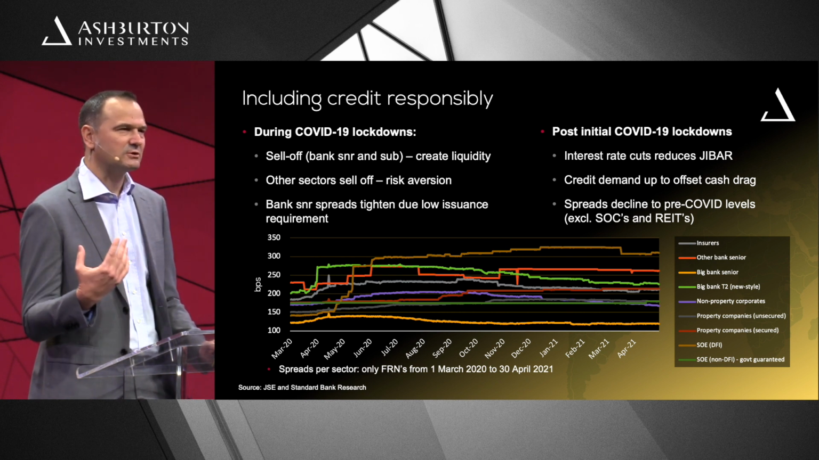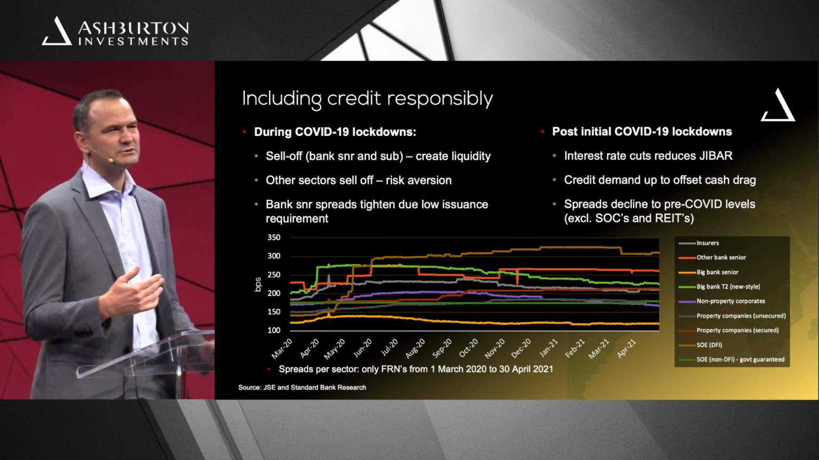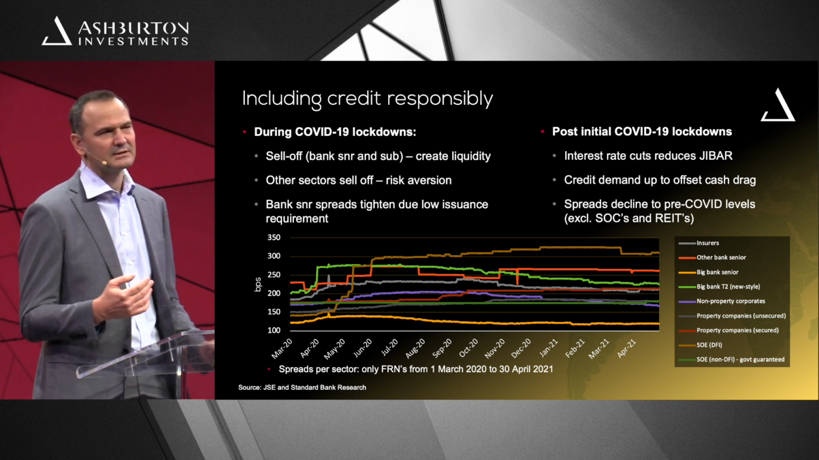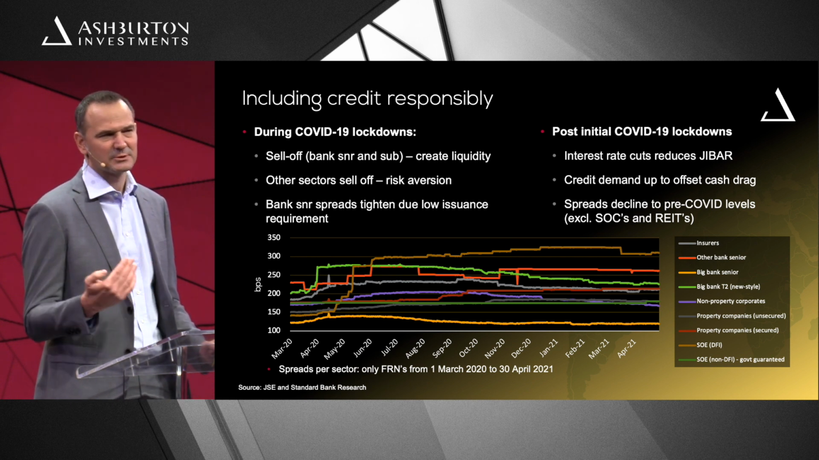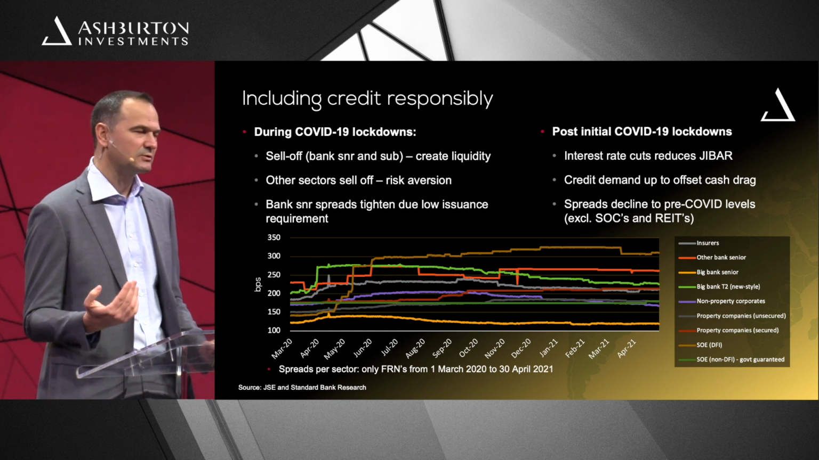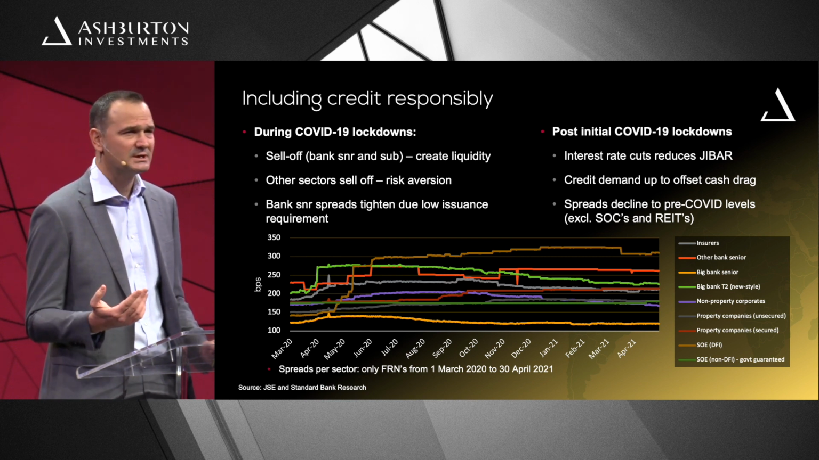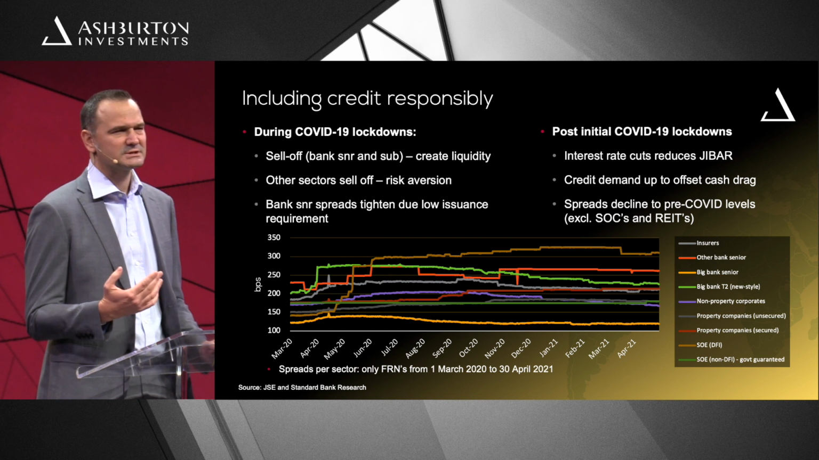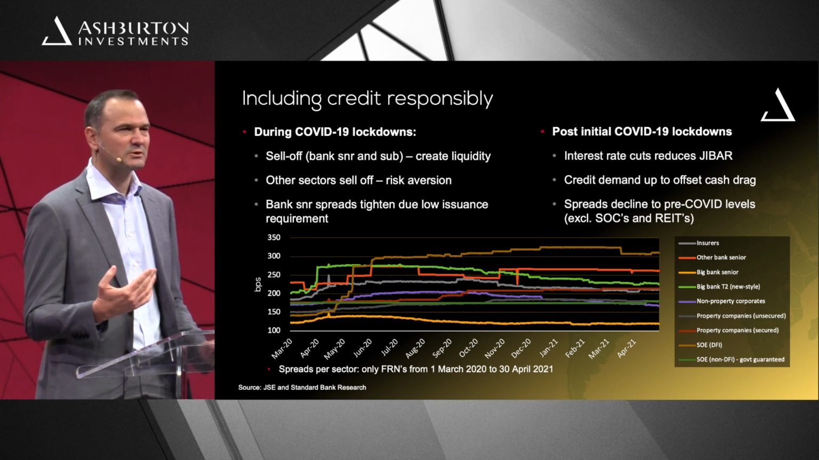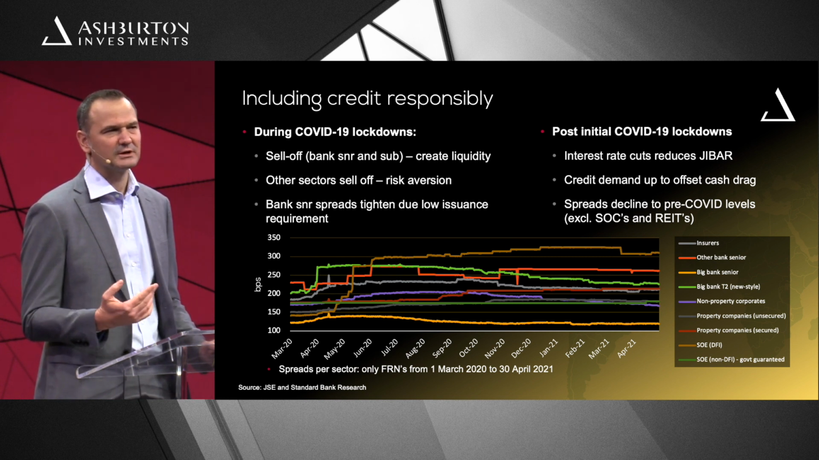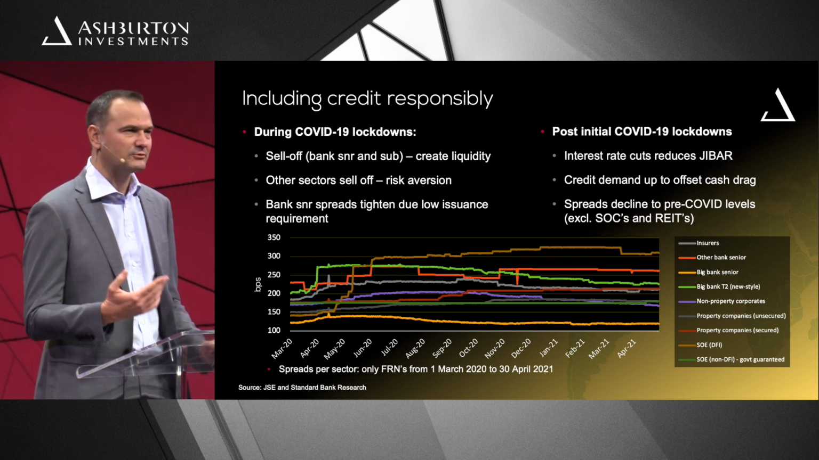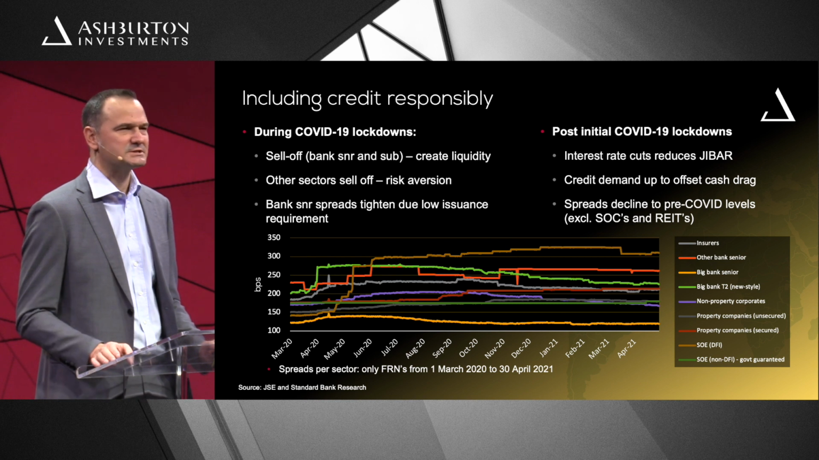We had these first hard lockdowns, and what you saw was a sell-off in banks across their capital structure, both their senior unsecured and their subordinated instruments. A lot of that was driven by risk aversion, but also by the need to create liquidity in portfolios, as I believe managers were concerned about drawdowns and outflows.